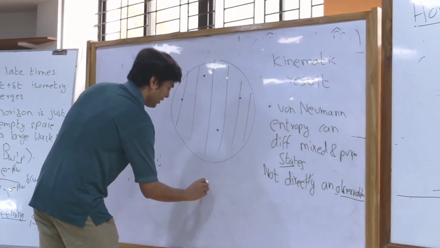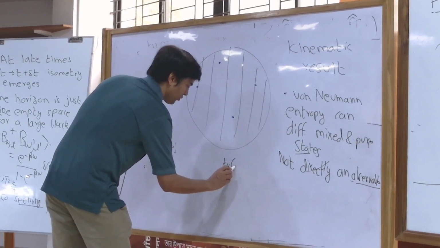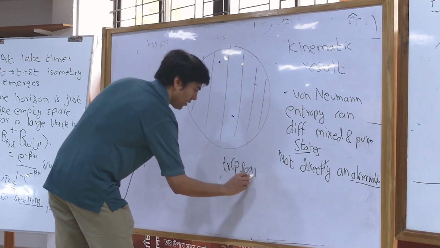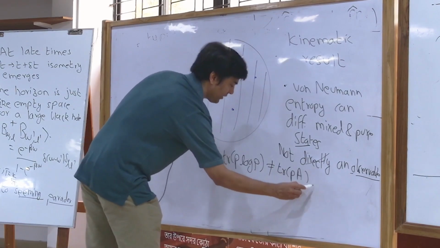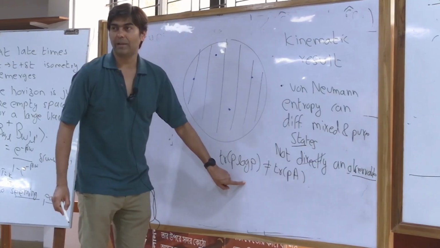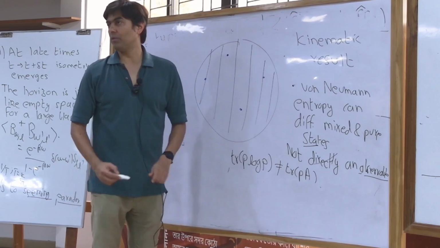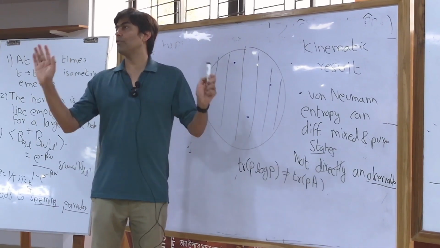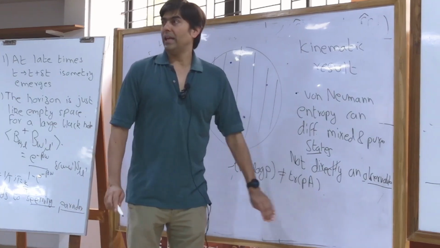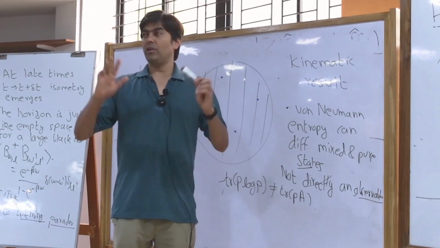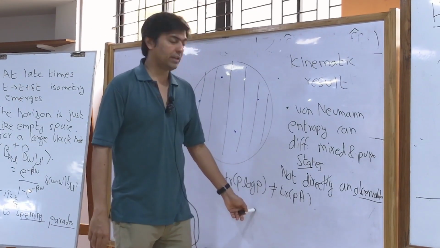The trace of rho log rho is not equal to the trace of rho A for any A. You might think you take A equal to log rho, but that's not allowed. You have to take A to be some operator which is defined independently of rho. So there's no operator A that you can write down which is independent of rho that has the property that it gives you the von Neumann entropy.